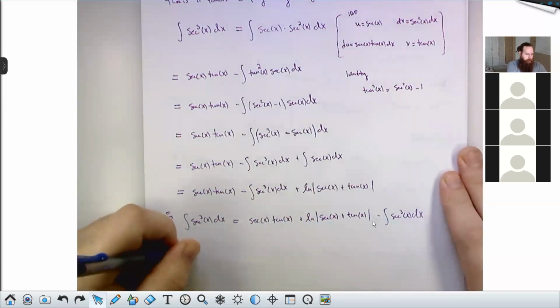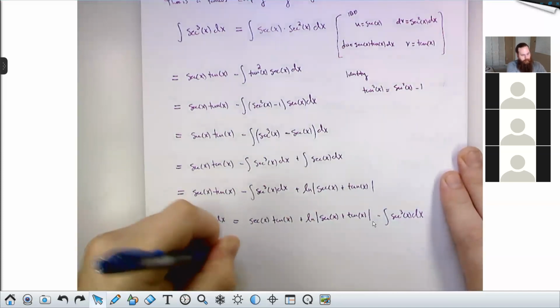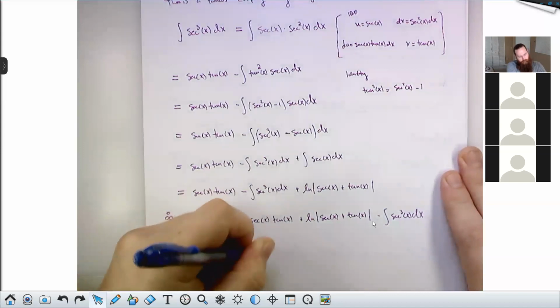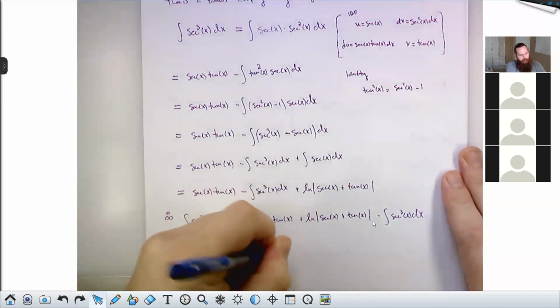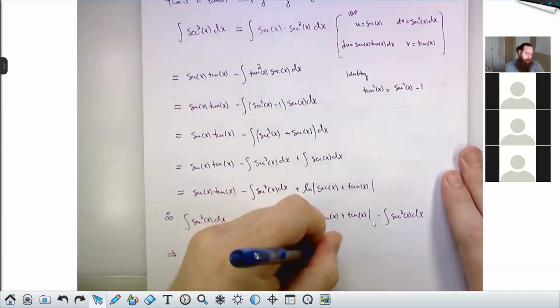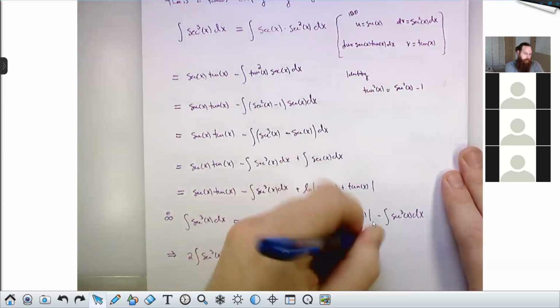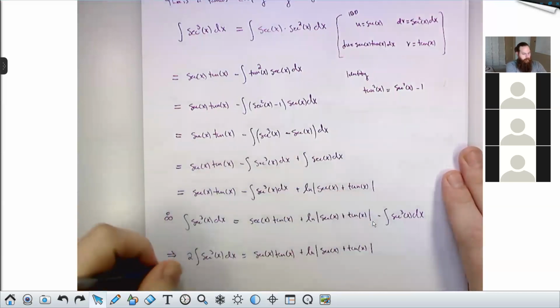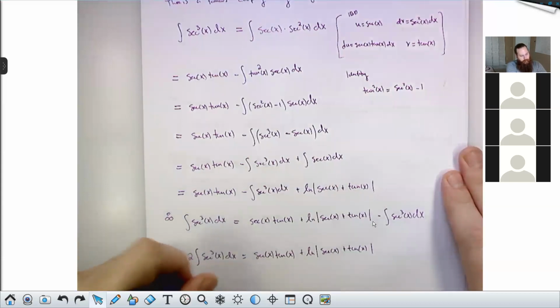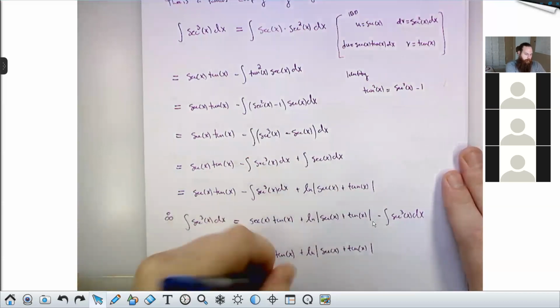And I'll get 2 times the integral of secant cubed is equal to secant x tangent x plus the natural log of secant x plus tangent x. Then divide by 2. So the integral of secant cubed is equal to all this over 2. I'll write it as 1/2 times.